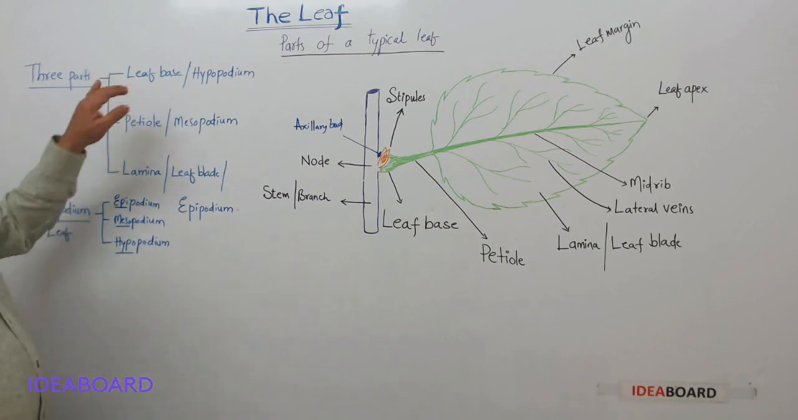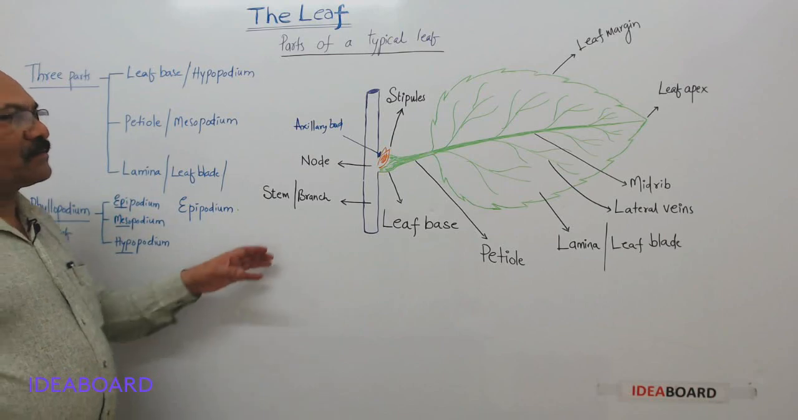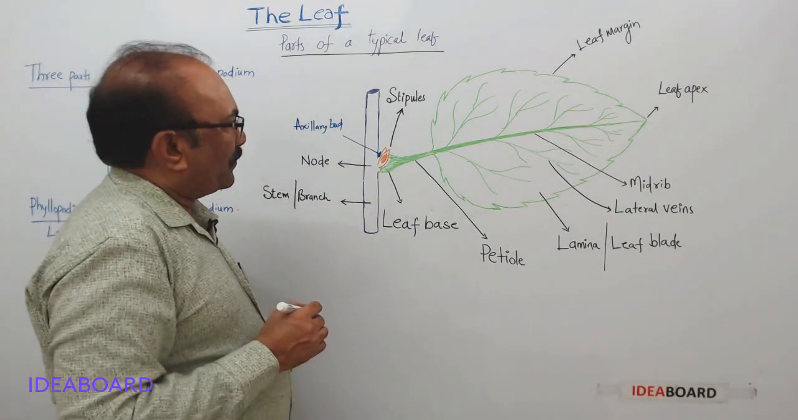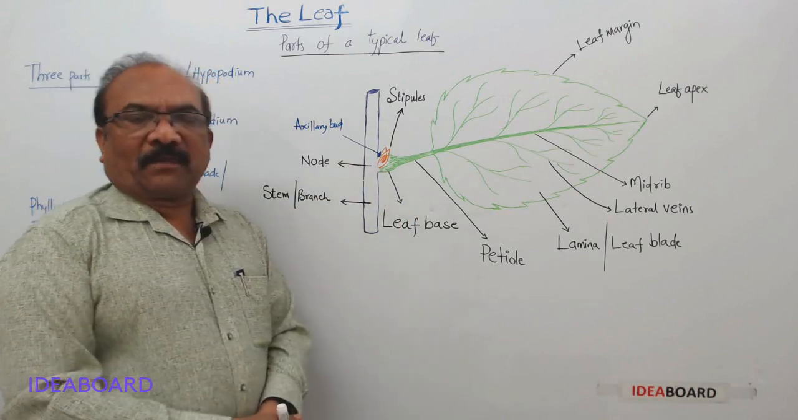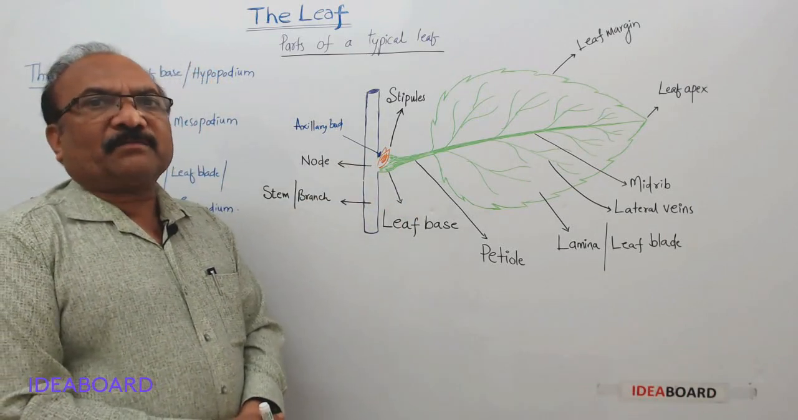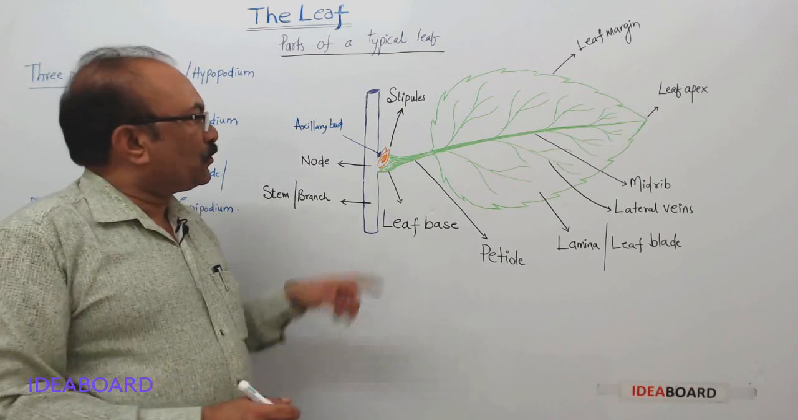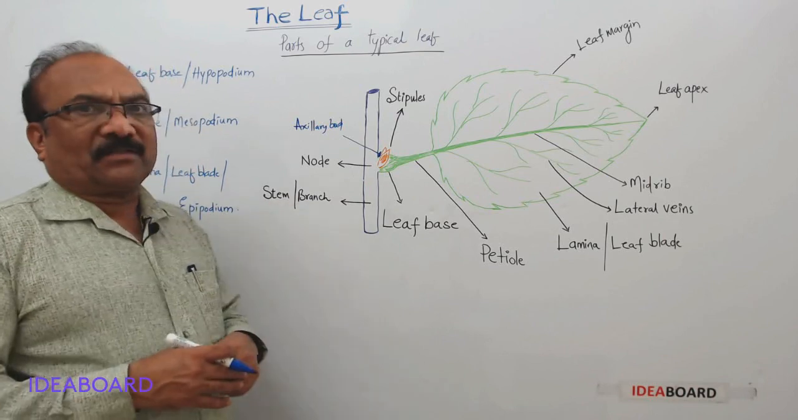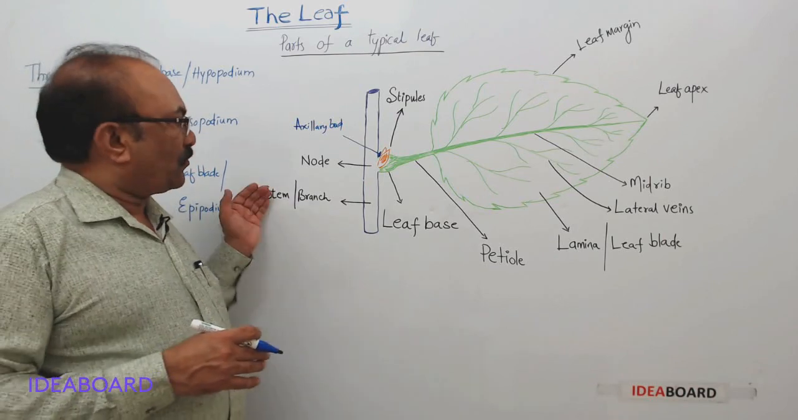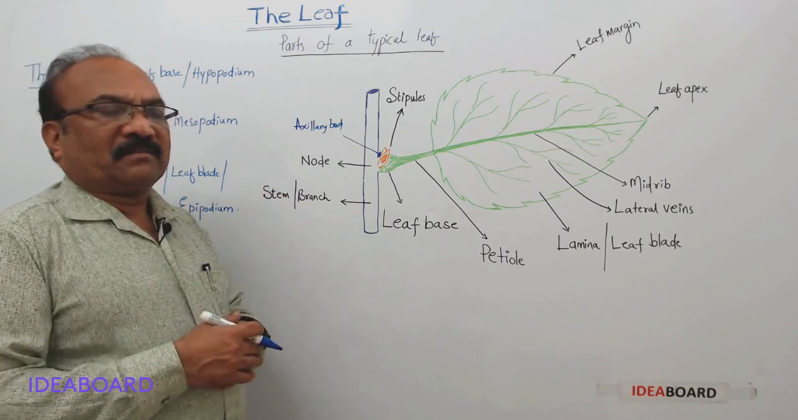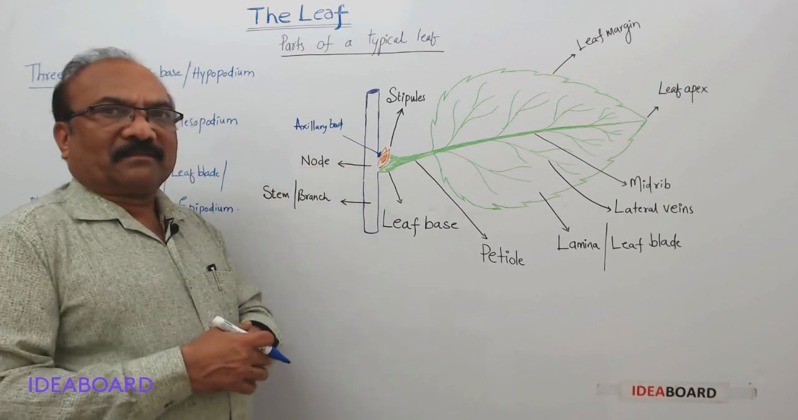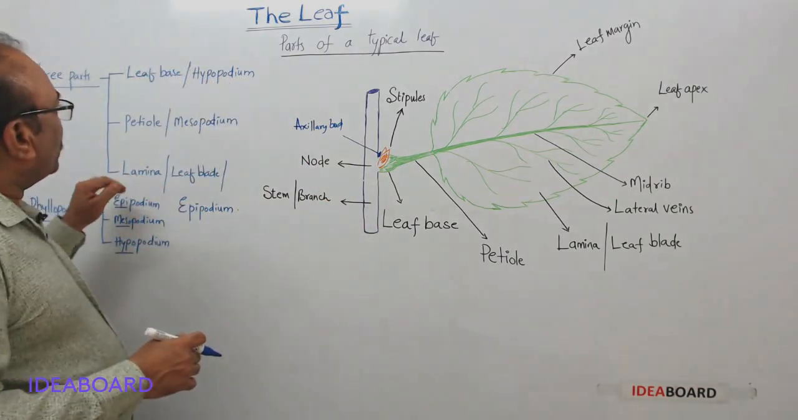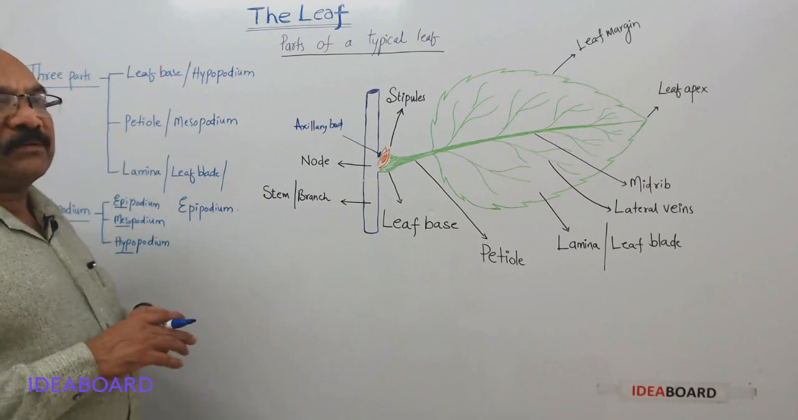And what is the function of the leaf base? You can see the parts here. So this is the leaf base. And what is it doing? It will help in the attachment of the leaf to the stem or the branch. I wrote stem or branch because you will find leaves not only on the stem, even on the branches. And the place is called what? Node. That is attachment.